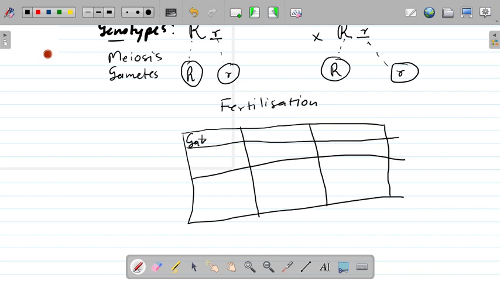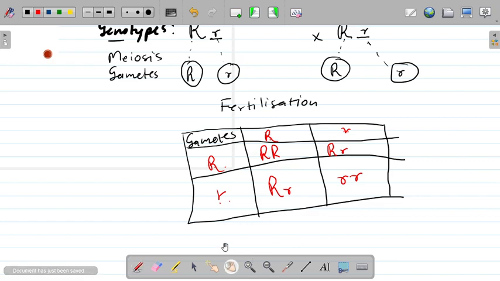Then you have your gametes. What are your gametes? Big R, small r, and then big R, small r. Then you fertilize. You cross this with this one, they give you big R, big R. You cross this one with this one, they give you big R, small r. Then you cross this one and this one, big R, small r. And then you cross these two, they give you small r, small r.